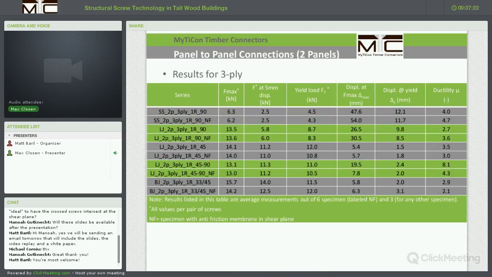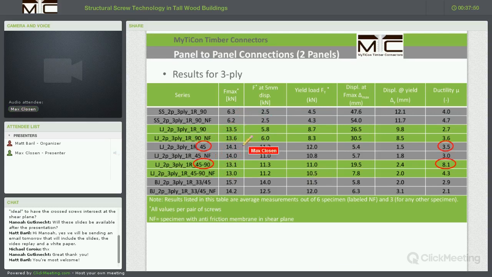Here are some of the results summarized. We can conclude that the effect of friction in these joints seems to be very small. We do not see large load or resistance differences between connections where friction occurred and where friction was intended to be eliminated with the anti-friction membrane. So it appears that friction does not have a real big impact.